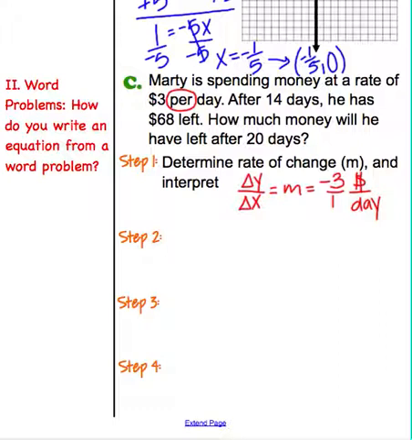So we know that our x, or our independent variable, is going to be days, and that y, or our dependent variable, is going to be money.